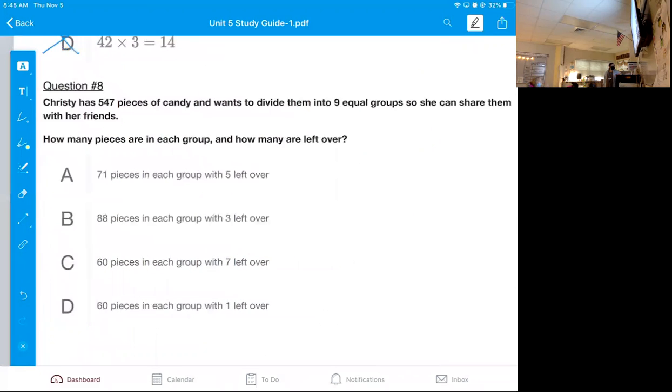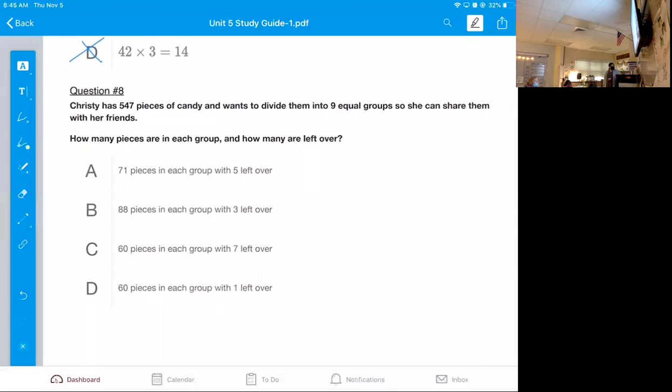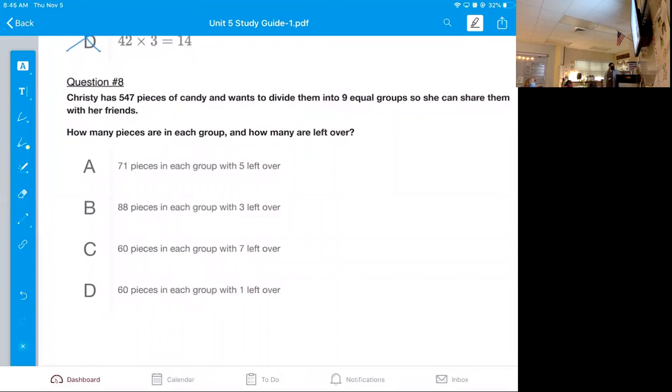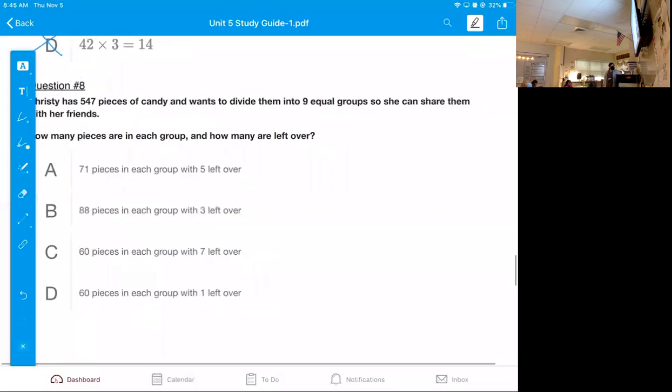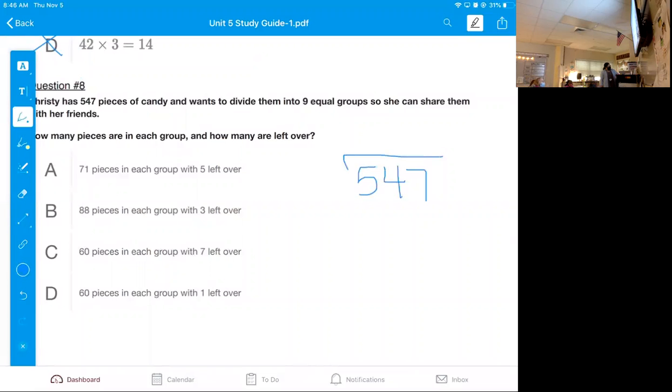It says Christy has 547 pieces of candy and wants to divide them into 9 equal groups to share them with her friends. How many pieces are in each group and how many are left over? So when it says the word leftovers, that's going to be our what? Remainder. Our remainder. Good, Rana. So who can raise your hand and tell me what division problem I need? Carly? 547 divided by 9. Awesome.